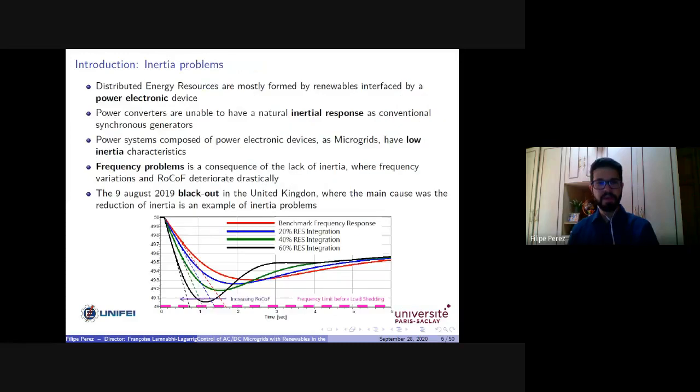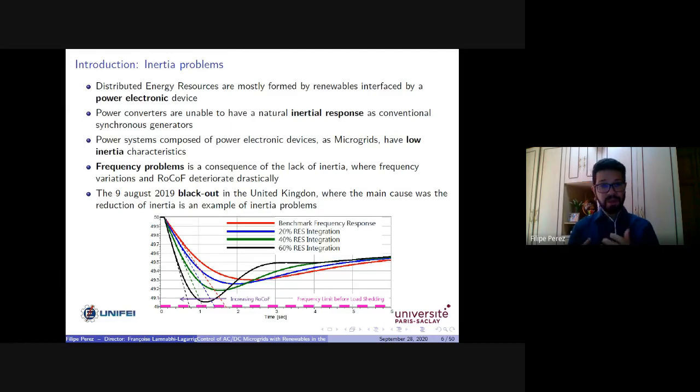So the inertia problems: we know that the distributed energy sources are basically composed of power electronic devices. So the power converters are unable to have a natural inertial response like conventional synchronous generators. Therefore, the power system has, as I said, low inertia characteristics. In this case, the frequency and the voltage are deteriorated. So as a consequence of the lack of inertia, we may have instability problems.